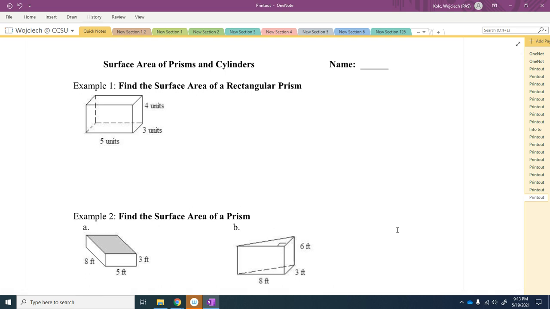In this lesson I will talk about the surface area of rectangular prisms and cylinders. So first question is, what is surface area? By definition, surface area is the total area of a polyhedron.